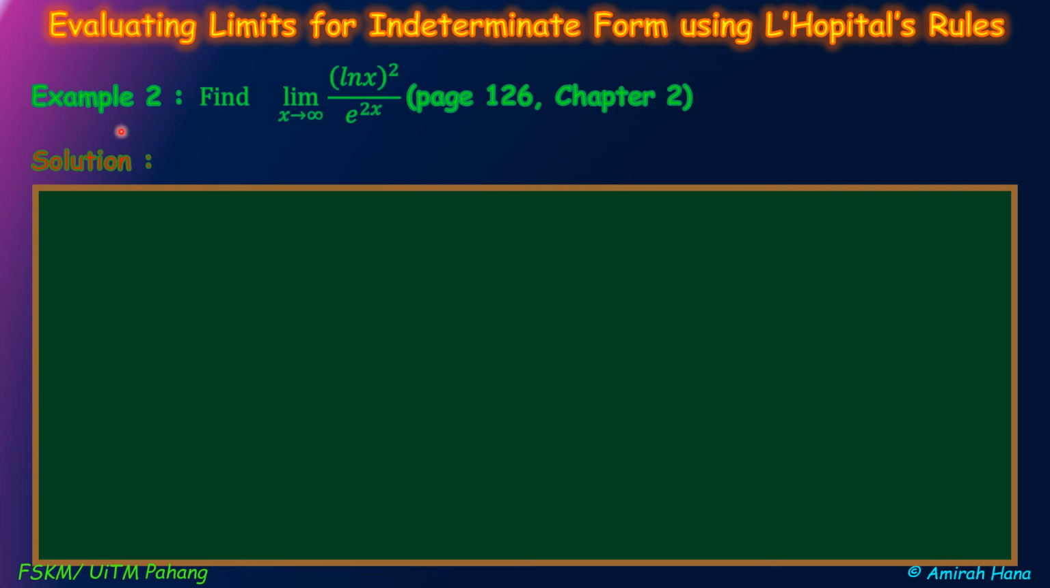Okay, now we continue with example 2. Find the limit as x goes to infinity of (ln x) squared over e to the power of 2x. This example is on page 12, chapter 2 in your handout.